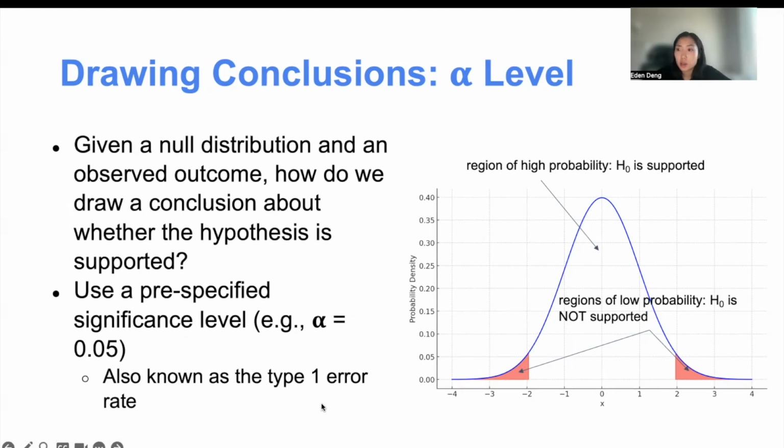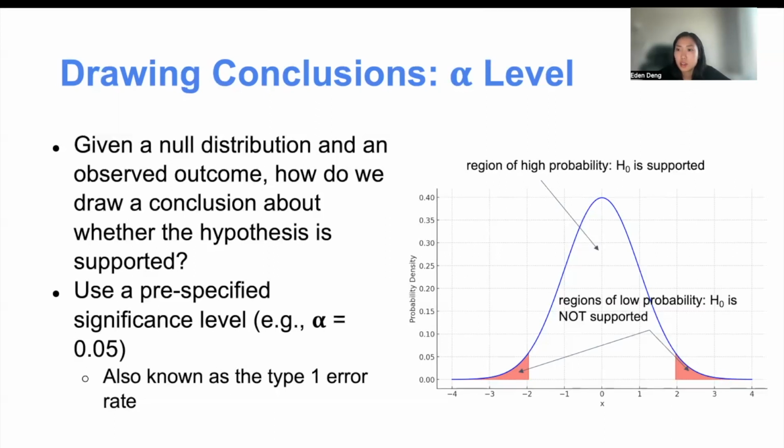We'll talk more about types of testing errors later, but the alpha level is actually equivalent to the type 1 error rate. That means if the null hypothesis is indeed true, our tests would lead us to incorrectly reject the null hypothesis around alpha percent of the time. So if your alpha is 0.05, 5% of the time. That's just something to keep in mind, that increasing the significance level is equivalent to increasing the chances of committing type 1 error.